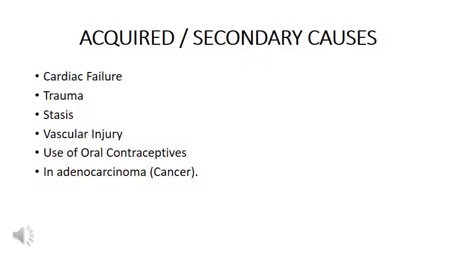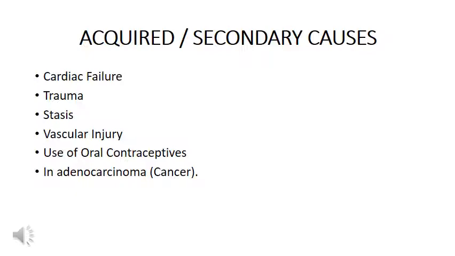Trauma is also associated with clot formation. Trauma can cause thrombus, stasis, especially in veins. We have already discussed in our previous lecture laminar flow and venous stasis. So disturbance in blood flow, especially in the veins, is actually a stasis state. Stasis is also a disturbance in flow, and disturbance in flow can cause coagulation or thrombus.